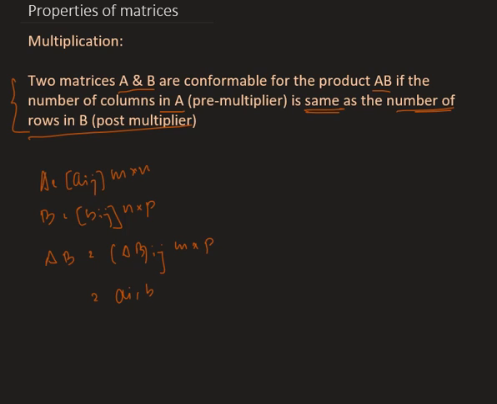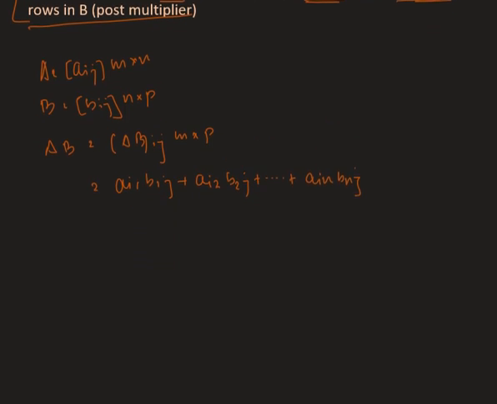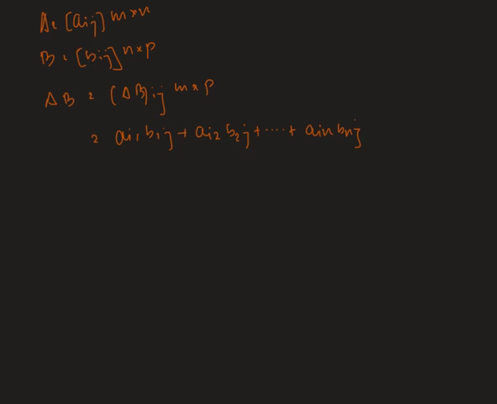a_i1 b_1j plus a_i2 b_2j plus ... plus a_in b_nj. Or we can write it as the sum over a_ir b_rj, where r equals 1 to n.